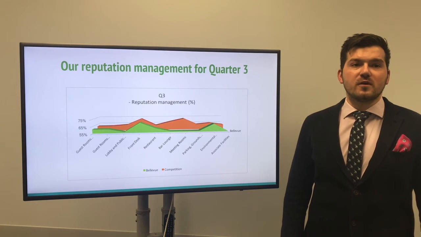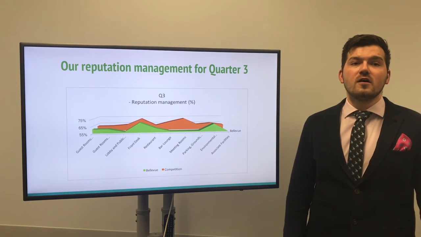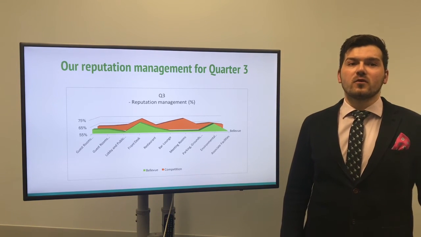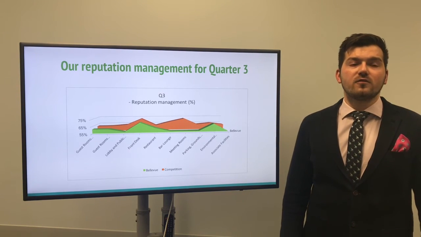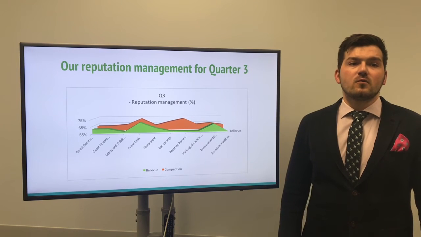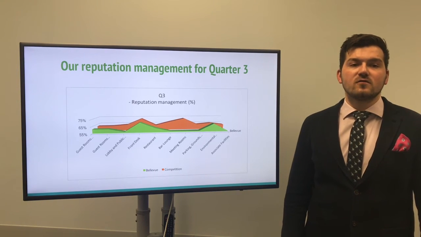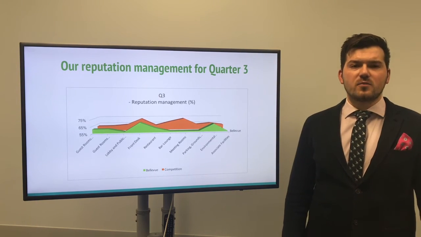Our reputation management had the lowest score for lobby and public areas, also parking grounds and pools, which was 52%, and the environmental program was the worst, 49%, which is why we have invested in all of them as we previously invested in the refurbishment of the environmental program. We can see here that after the front desk, the environmental program has a high score in reputation management.